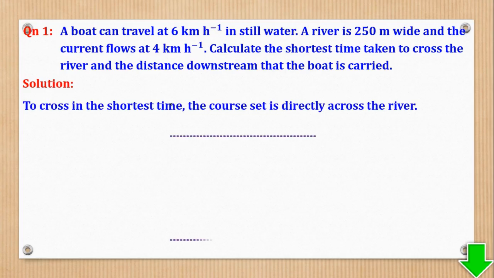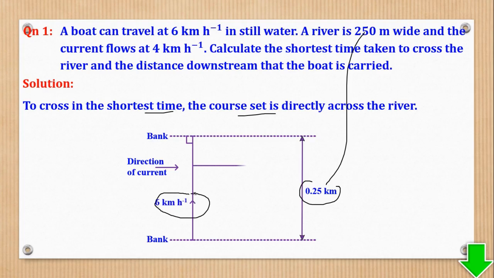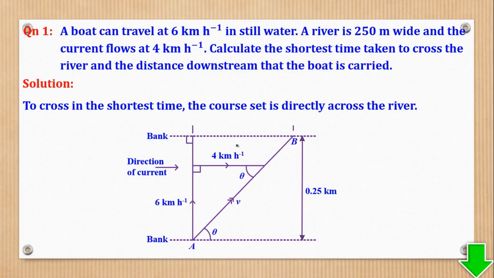So to cross the river in the shortest time, the course set is directly opposite the river. So this is the width which was given here. Therefore, this will be the direction of the velocity in still water. Then the river current pushes you away so that you reach a point which is downstream. So the question said they want you to get the time and also the distance downstream.